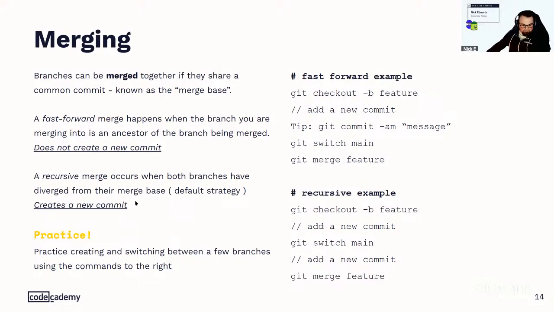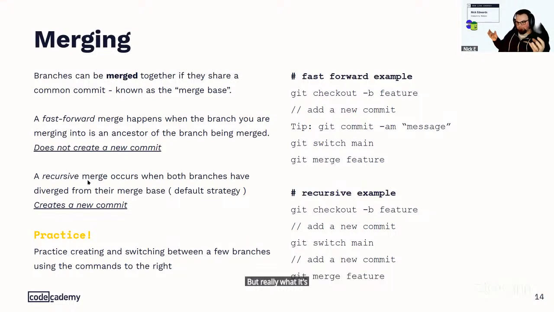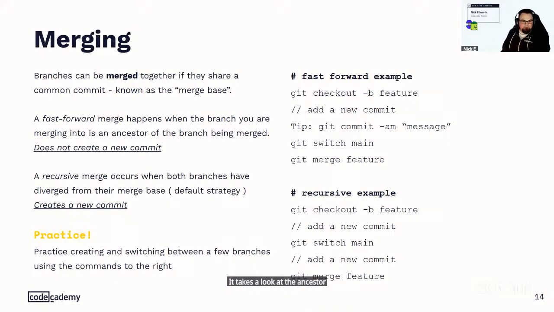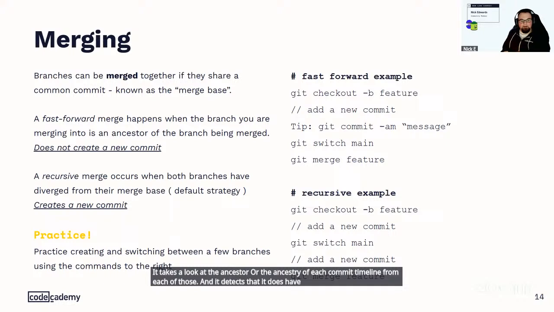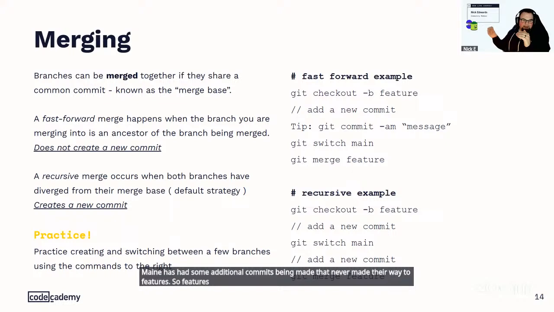When this happens, Git does what some people might call a three-way merge. Some people call them recursive merge. But really what it's saying is they're taking two branches, and I'm trying to merge the code that's within these two branches together. You're obviously merging code from one branch to the other. It takes a look at the ancestry of each commit timeline from each of those, and it detects that it does have an ancestor commit. However, since this person merged from main, main has had some additional commits being made that never made their way to feature. So feature is now kind of out of sync. It's out of date with main.